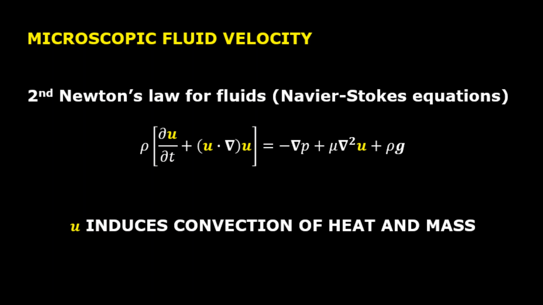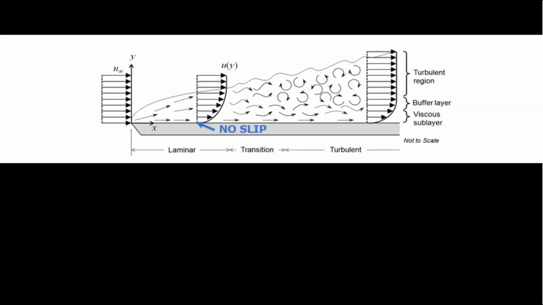And this velocity field, that U vector, is the responsible for the convective transport of heat and mass. The value of the fluid velocity at each single location will obviously influence the rate of mass or heat transport at that specific location, right? So now let's have a look at what happens when the fluid flows over a stationary surface.